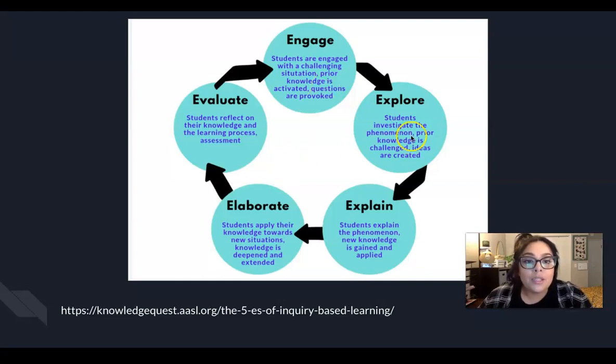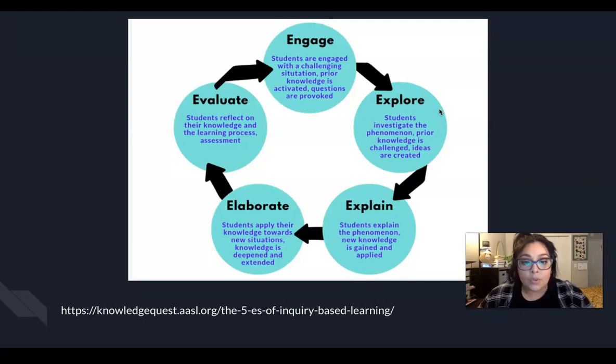And then you go to the explore part. So that is where you conduct research, test a hypothesis. So that would be like asking the essential question, what does a plant need to survive? And then you conduct the experiment. So you can plant a seed and put it in the sun, and then plant another one and put it in a dark space, and you test that question out.